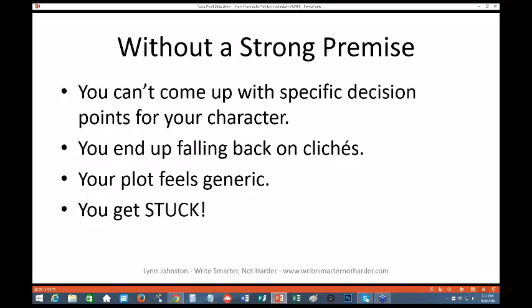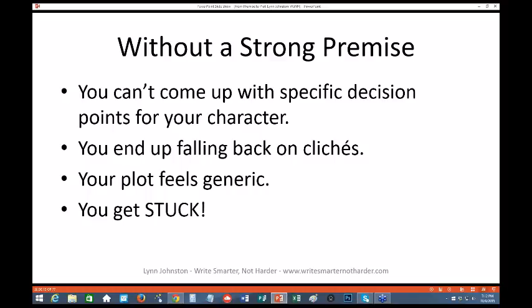Without a strong premise, you can't come up with specific decision points for your character. And then you end up falling back on cliches, and your plot starts to feel generic, or you can't even finish the plot, you get stuck. And that is the thing that I'm hoping, once you've seen this process we're going to talk about tonight, that you are no longer going to be in that position again. You're not going to get stuck.